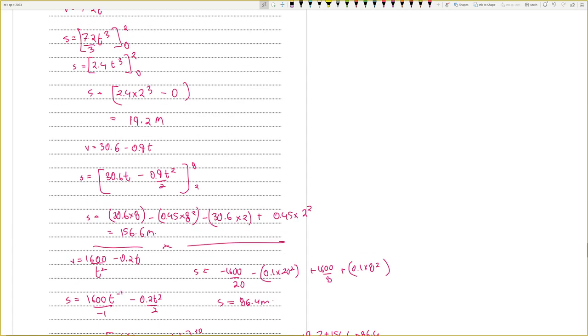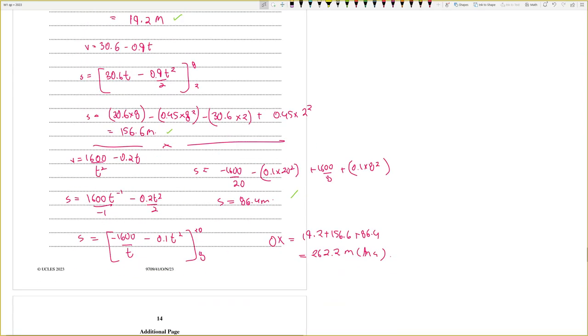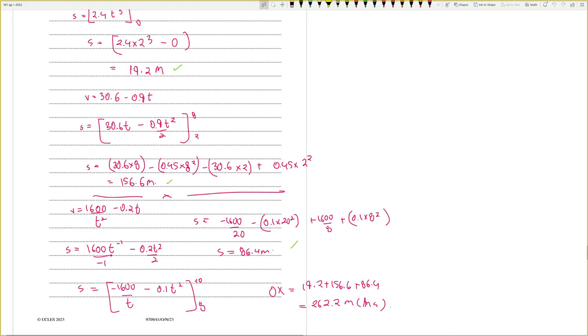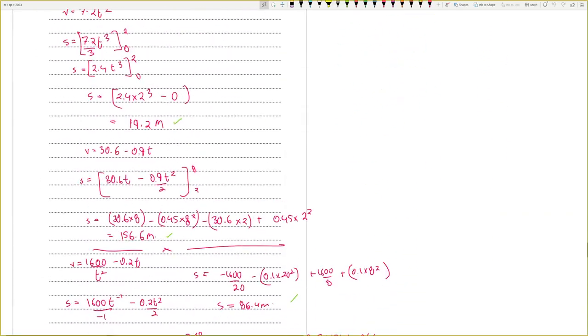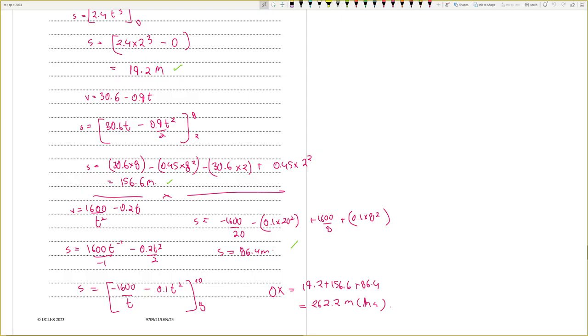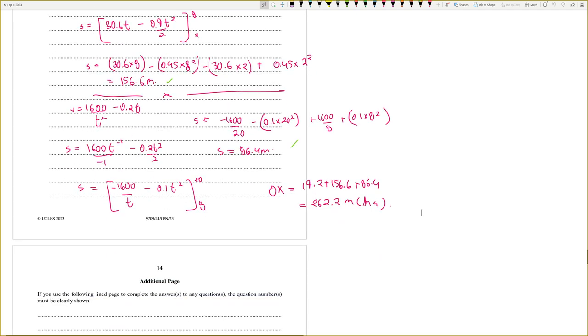Now if you add all of these up, 19.2, 156.6 and 86.4, you're going to get your final answer of 262.2 meters. So that is the total distance moved. Since it does not stop midway anywhere, we don't have to do anything separate, because the only point it stops is at t = 20. There are some questions where you need to separate the individual phases into more parts, but that's a question for another day. I hope that helped you guys.